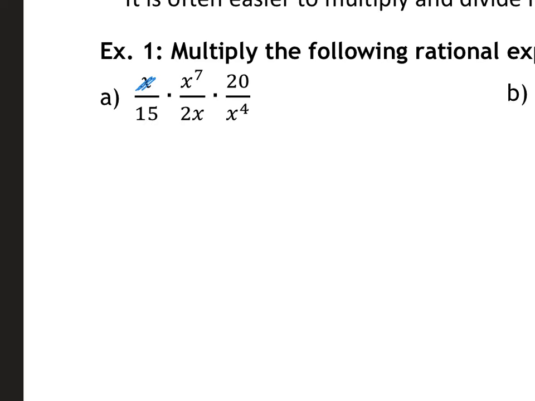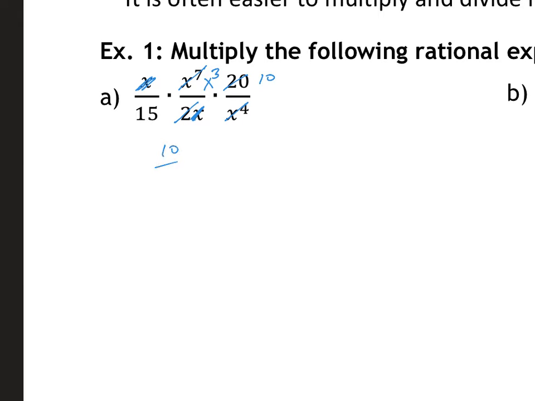So we got an x up top and an x up bottom. It's okay because you're multiplying everything. There's no addition or subtraction, so you can cancel what appears to be the same thing. I got a 7 and a 4, so I can cross this out and that becomes an x cubed. Just like we talked about yesterday with simplifying, 7 minus 4 is 3, so you can cancel that. 2 and 20 becomes a 10 up there.